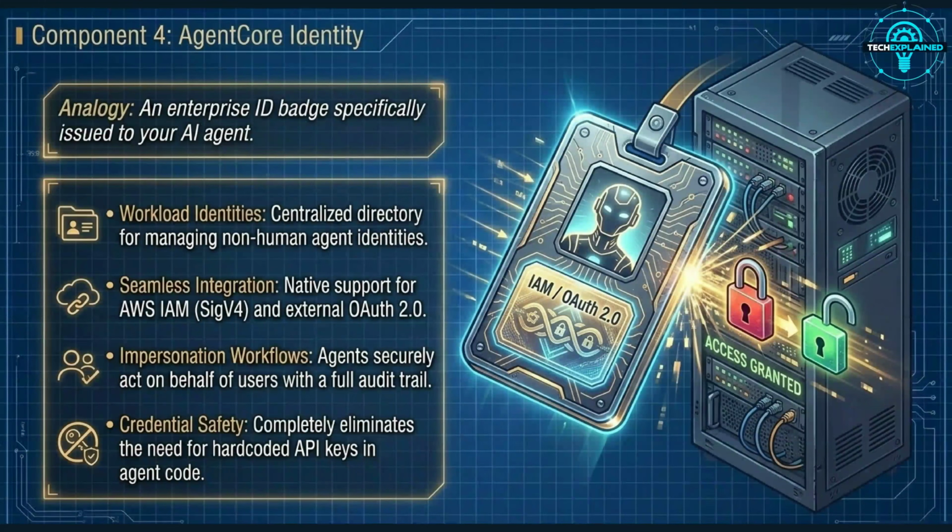Now, component 4, AgentCore Identity. And this is where things get really important from a security standpoint. In the real world, every employee has a badge. It tells the building who they are, what floors they can access, what systems they can use. AgentCore Identity is exactly that for your AI agents.